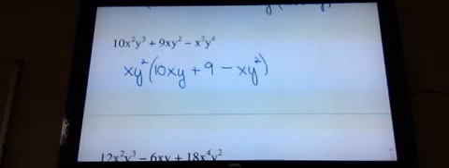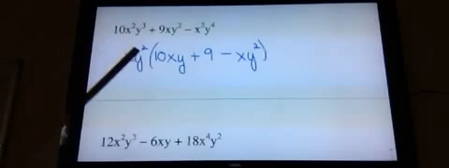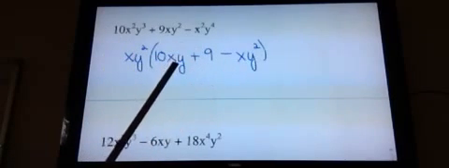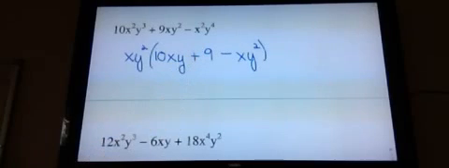Mentally check yourself. Nothing common to all of these. These have x's and y's, these two, but this one doesn't. So you're good. It would have to be common to all of them.